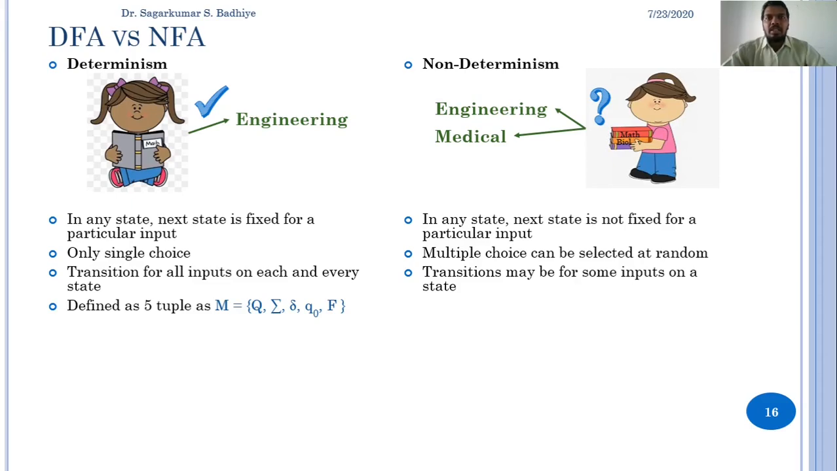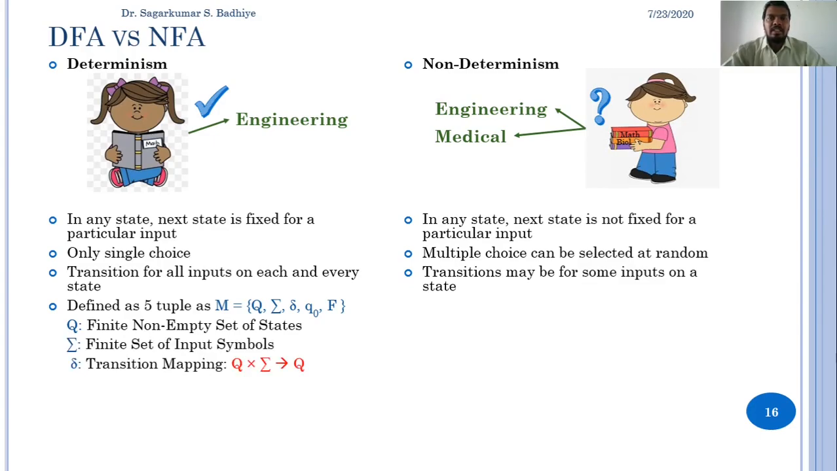Deterministic finite automata is defined by a 5-tuple as M equals Q, sigma, delta, q0 and F, where Q is a finite non-empty set of states, sigma is a finite set of input symbols, delta is the transition mapping given by Q cross sigma derives to Q, q0 is the initial state of the finite automata, and F is the set of final states.